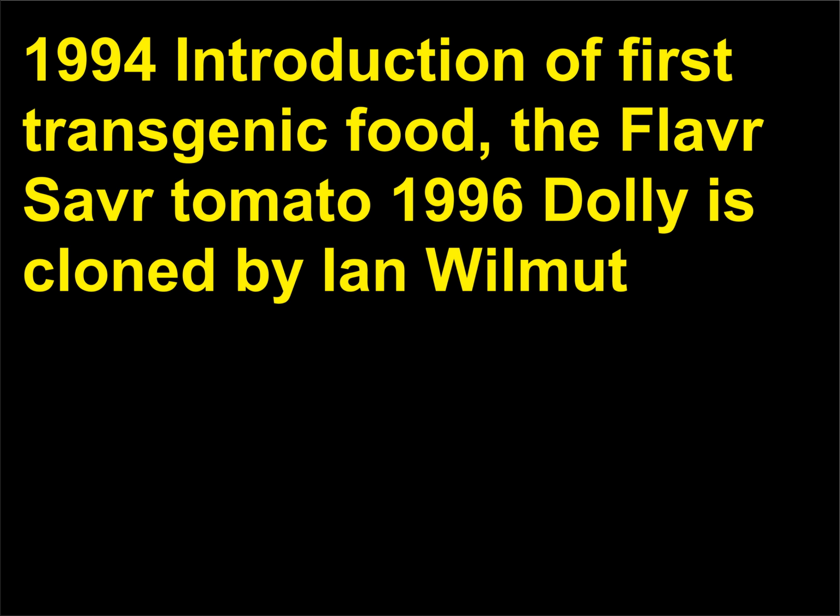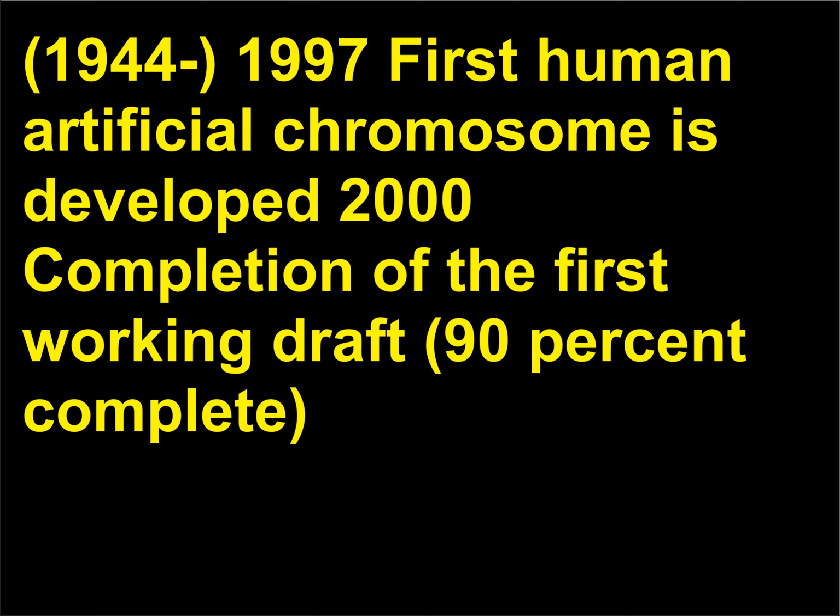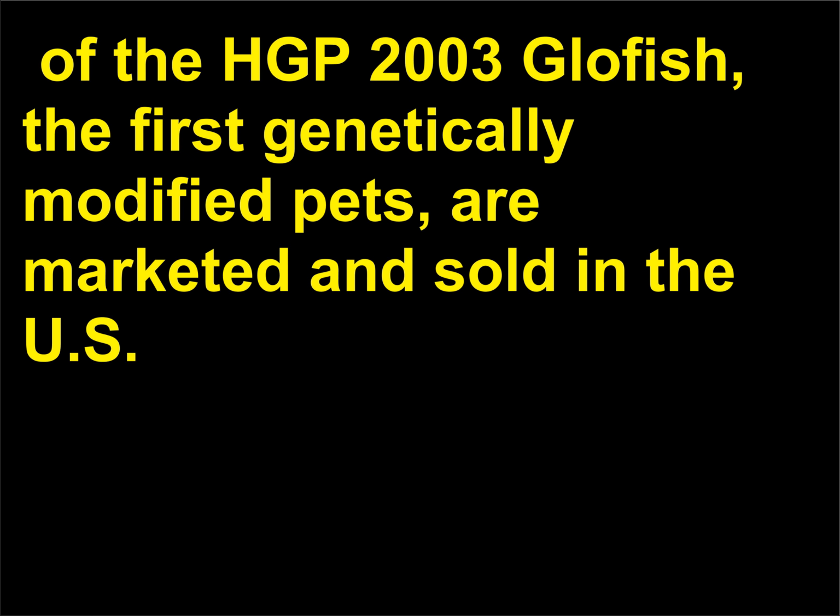1994: Introduction of first transgenic food, the Flavr Savr tomato. 1996: Dolly is cloned by Ian Wilmut, 1944. 1997: First human artificial chromosome is developed. 2000: Completion of the first working draft, 90% complete, of the HGP. 2003: GloFish, the first genetically modified pets, are marketed and sold in the U.S.